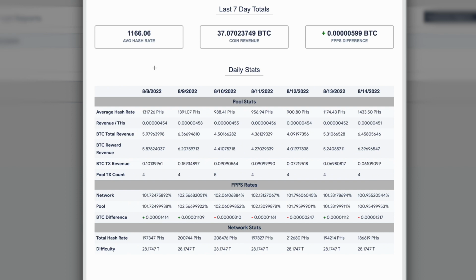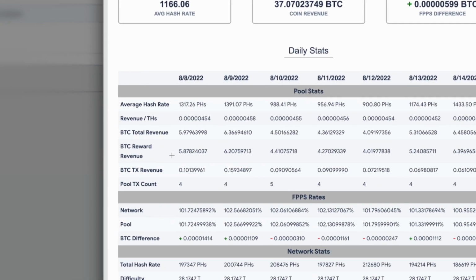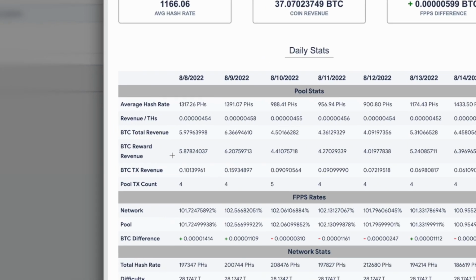So I can see on this report on August 8th, my account was a little over 1 exahash, so 1.3 exahash. I can see what my payout rate was, so how much revenue I was generating on a per terahash basis. I can see my total revenue generated, and again, this is all from the pool's perspective. We also decompose that into how much you were paid from block rewards and how much you were paid from transaction fees. So you can see of that 5.9 Bitcoin, 5.87 of that came from block rewards, 0.1 Bitcoin came from transaction fees.